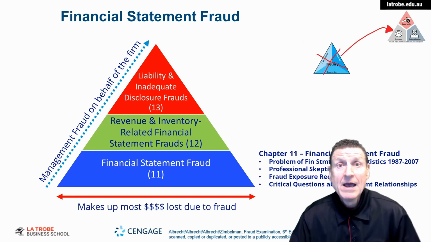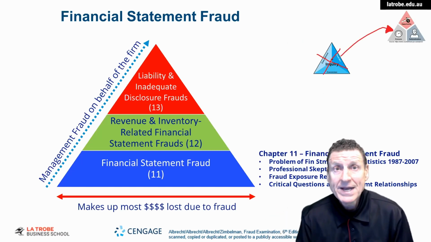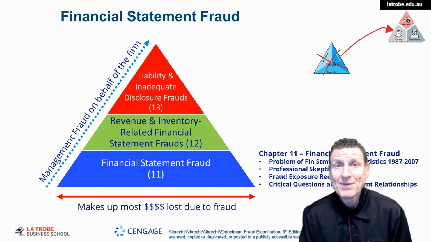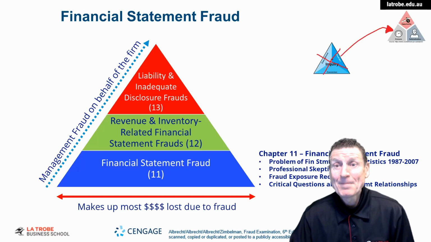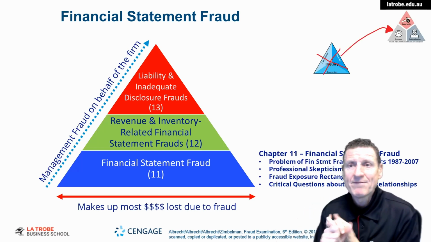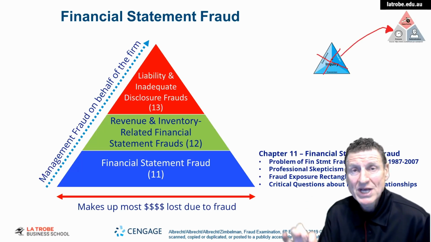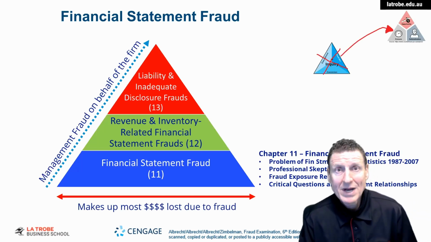So let's just finish up with these questions and bring you back to the end of this part where I said financial statement fraud is the big one. And I showed you through many, many instances of frauds, the big 36 frauds that have happened in the last half century. A lot of them were accounting related frauds. That's good for the accounting profession in many ways, especially if you're going to become a fraud examiner or an auditor. And so I talked about the problem of financial statement fraud, professional skepticism, the fraud exposure rectangle, and critical questions about financial statement relationships.